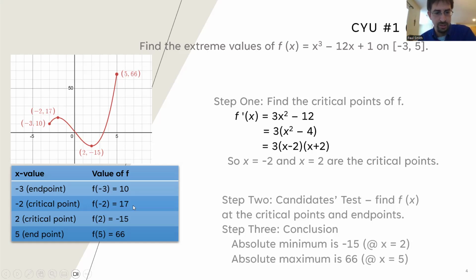So we look at the smallest, we're looking at the largest y values. So the absolute minimum is actually -15, which occurs at a critical point. You can see that's that relative minimum right there. And then the absolute maximum is at 66, which turns out to be an endpoint. All right. And then that's what we say. So the minimum is -15, the maximum is 66. The minimum and maximum are always y values.